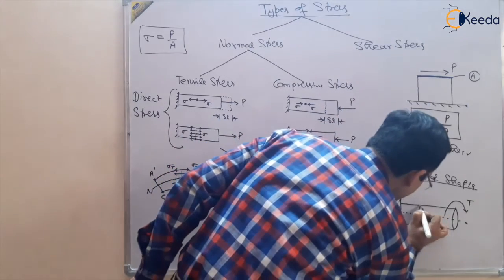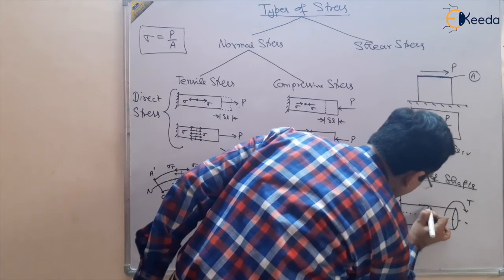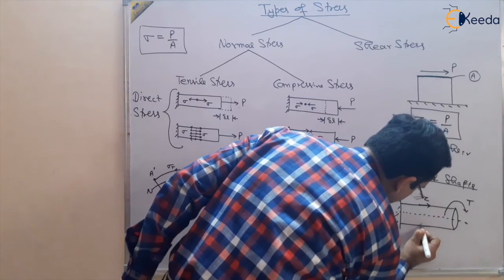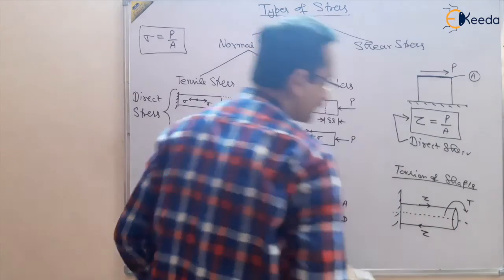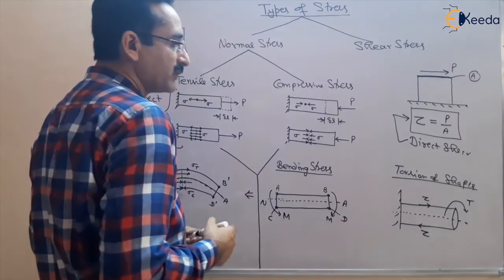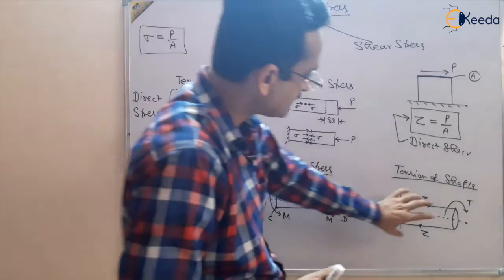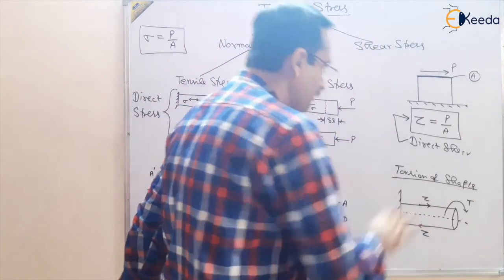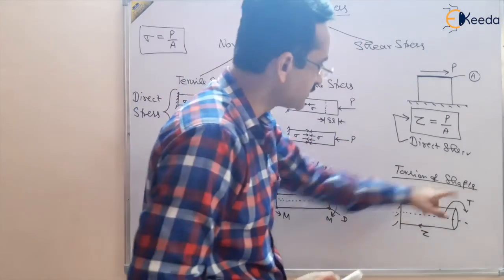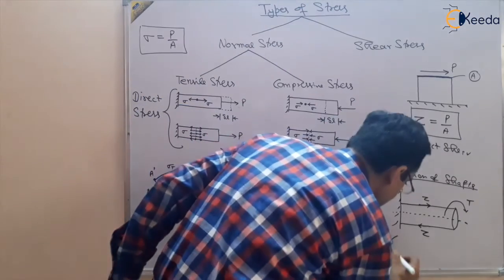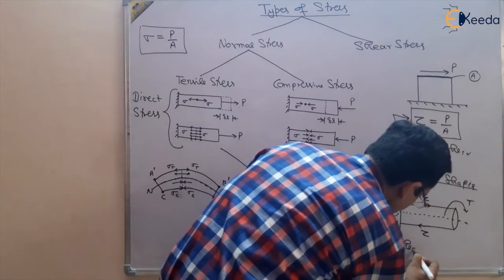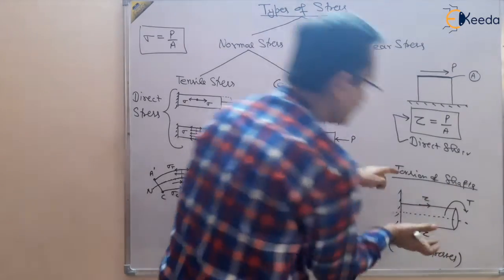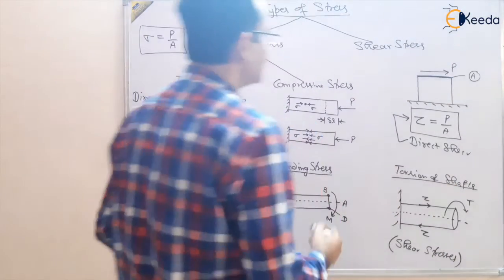You will see that in the upper part shear stress is developed, and in the lower part also shear stress is developed, right? And shear stresses are always complementary, we will study that later on. So shear stresses will be developed in this material above the neutral axis and below the neutral axis. So torsion of shafts also produces shear stresses. Later on, this is a separate chapter, we will study it separately.